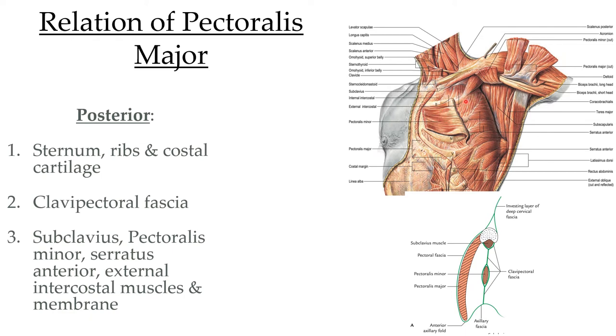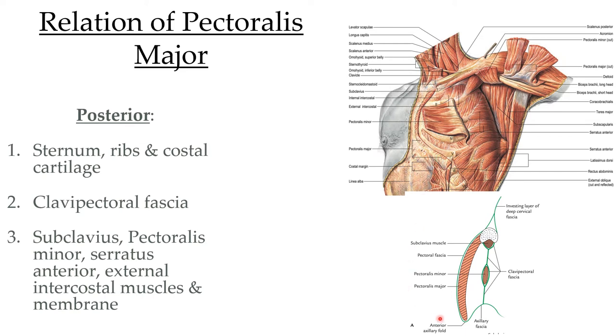Further deeper, we have ribs, and in between the ribs, we have the external intercostal muscle, and this muscle is called serratus anterior. Superiorly, just below the clavicle and in between the clavicle and the first rib, we have a small triangular muscle, which is named the subclavius muscle.